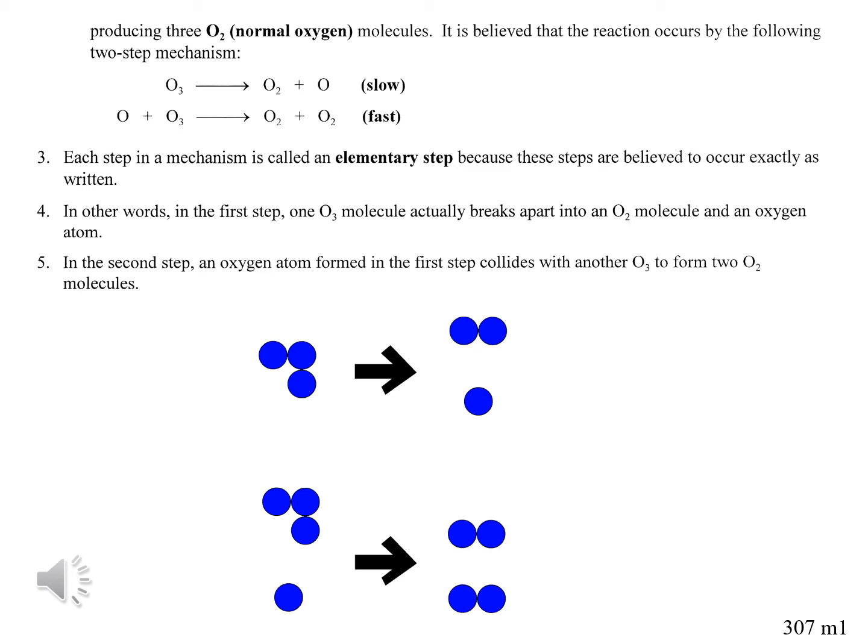Now, I put slow on the first step, which is what would be expected, because O3 is a very stable molecule and it doesn't want to split apart like that, but if it does, the oxygen atom that's formed would be very reactive, and it would immediately react quickly with another O3 molecule. Each of these steps in a mechanism is called an elementary step because it's as simple as it gets. These steps are believed to occur exactly as written.